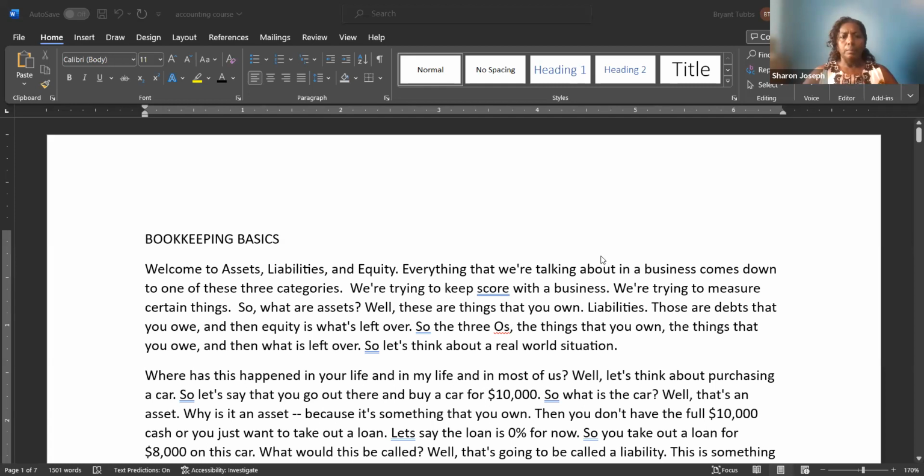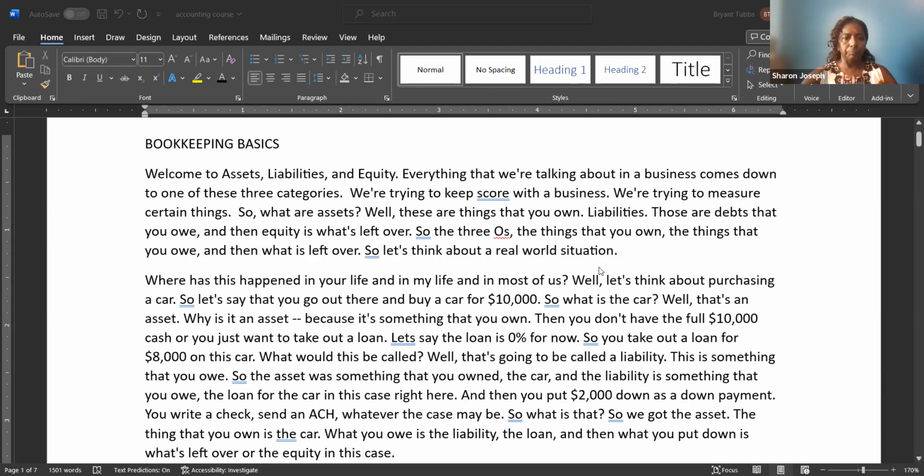So, what is an asset? Well, these are things that you own. Liabilities, those are the debts that you owe. And then equity is what's left over. So we call them the three O's: the things that you own, the things that you owe, and what's left over.